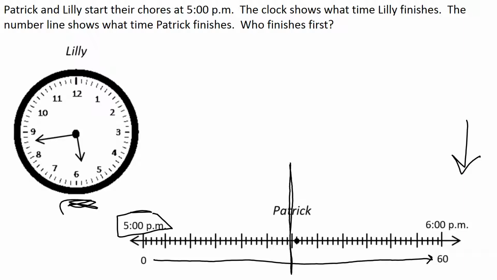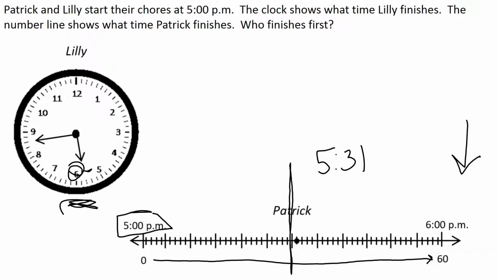So it looks like his is close to halfway between 5 and 6. And if we use the clock, halfway between 5 and 6 is like 5:30, half past the hour. So if Patrick got done at 5:30, now let's look over at Lily's. So we're going to say 5:31. And then Lily's is 5, so she stayed in the 5 o'clock hour, right here.